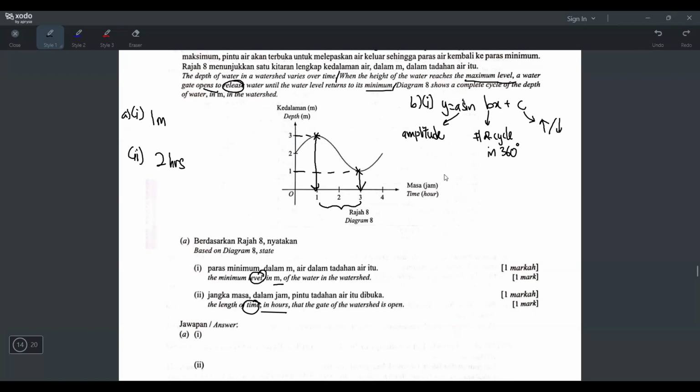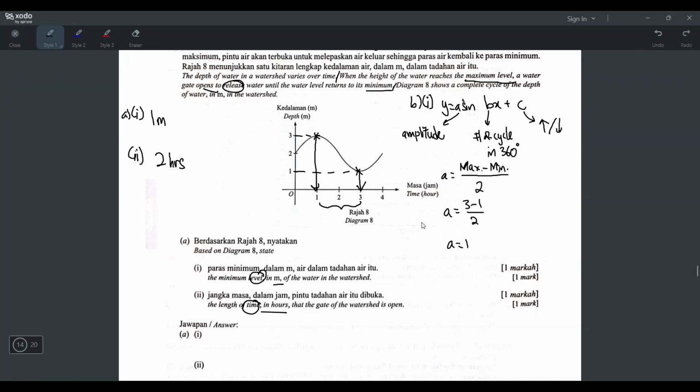I will try to find A first. There is a formula to find the amplitude: take the maximum value minus the minimum value, divided by 2. You can remember this formula, it's very helpful. The maximum is 3, the minimum is 1, so divide by 2. So A is 1.